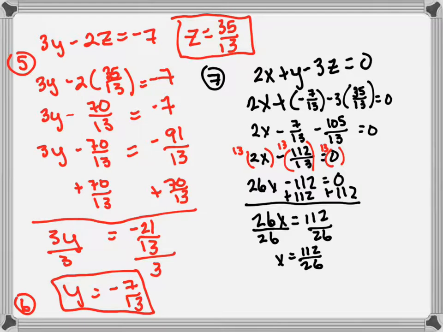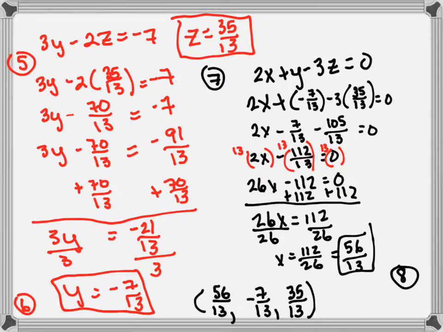X equals 112/26. Or if I divide both my numerator and denominator by 2, that simplifies to 56/13. So that is my x value. So x is 56/13. Y is negative 7/13. Z is 35/13. And I can write that as an ordered triple as 56/13, comma, negative 7/13, comma, 35/13.